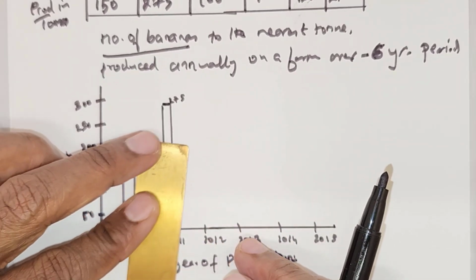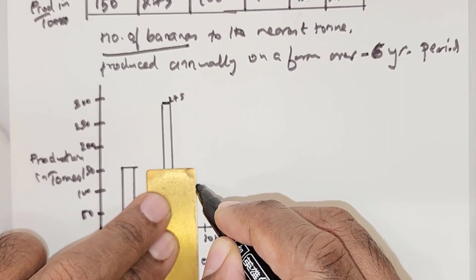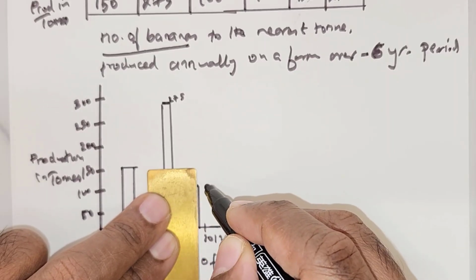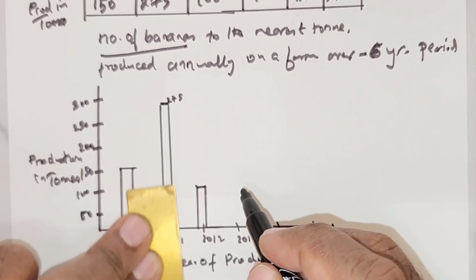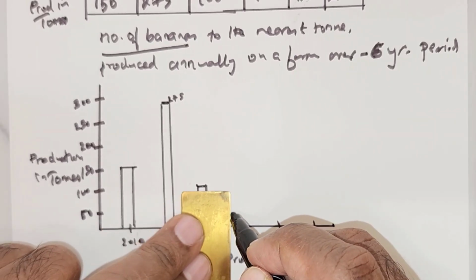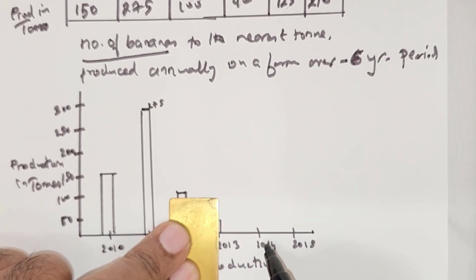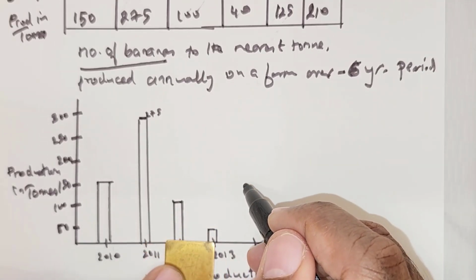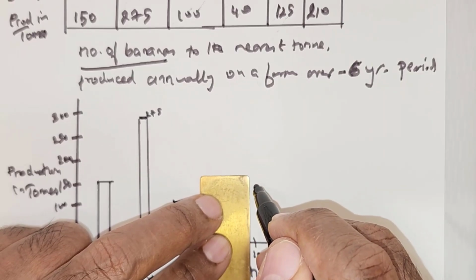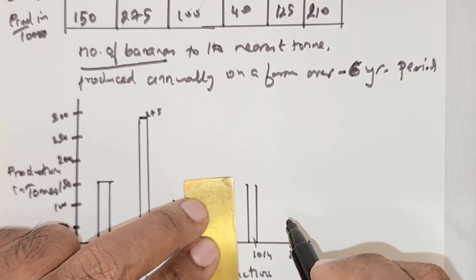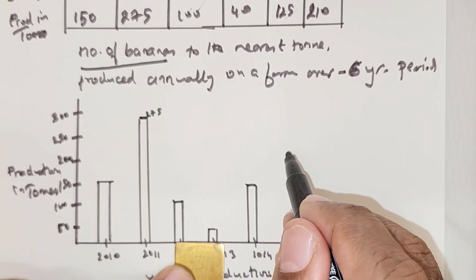So now 2012 is 100. So this is going to be 100. And 2013 it's going to be 40. So 40 is somewhere over here. 2014, 125 is somewhere over here. 2015, 210 will be somewhere over here.